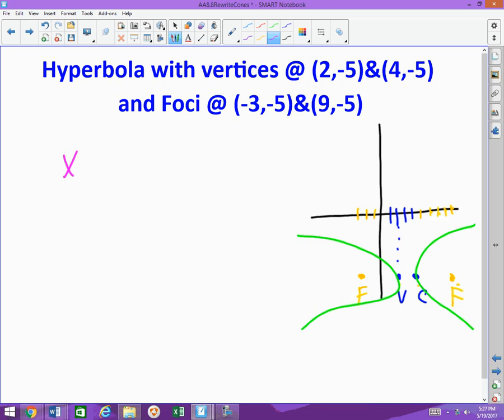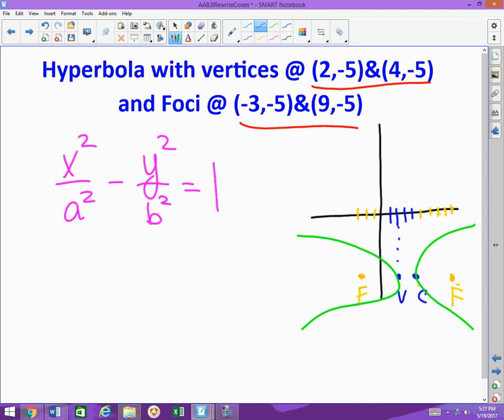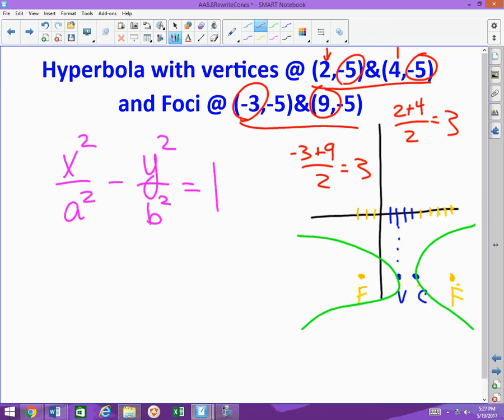which means that x squared minus y squared equals 1 in a squared and b squared. And so now we got to figure out everything. Well, first let's find the center. The center has to be halfway in between the vertices, or it's halfway in between the foci. Should be in the same place. Since these are both -5, we need to figure out what's halfway in between 2 and 4. 2 plus 4 divided by 2 is 3. Well, that should work for this as well. For -3 and 9, -3 plus 9 divided by 2 is also 3. So our center is at (3, -5).